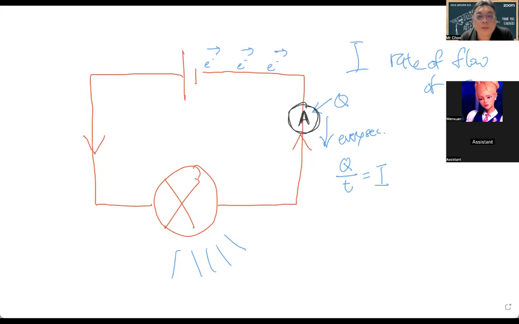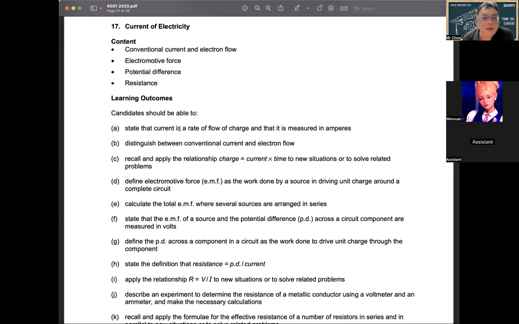Okay, so once we know this, let's continue to the next part of the lesson. What we have done is talk about conventional current and electron flow. We talked about current being the rate of flow of charge, measured in ampere. We have talked about the difference between conventional current and electron flow. We also rearranged the first formula. We make Q the subject, and you get this formula.